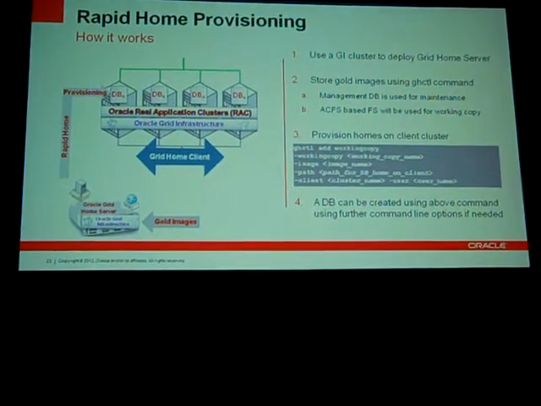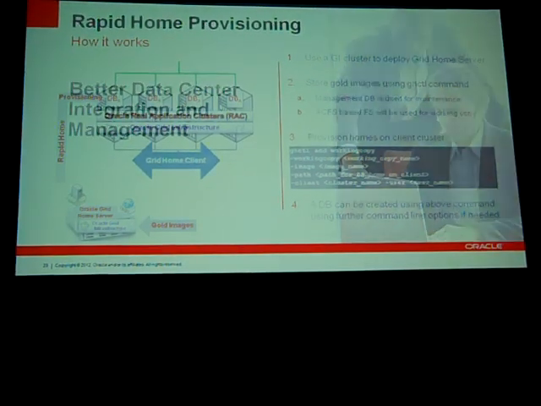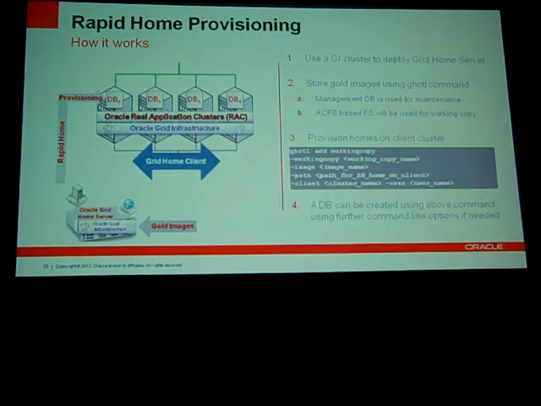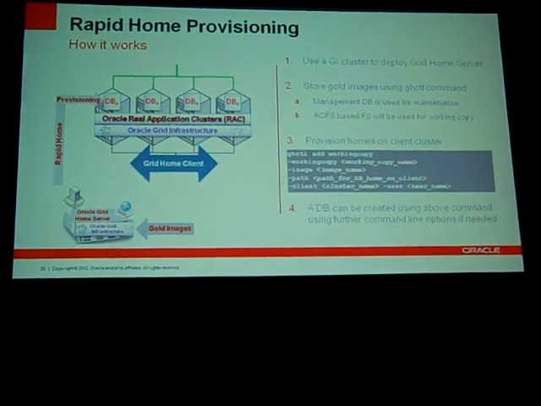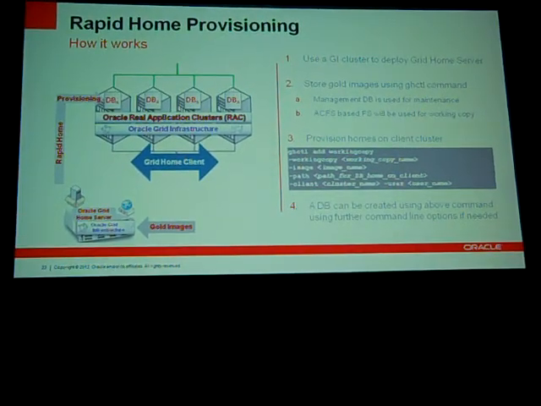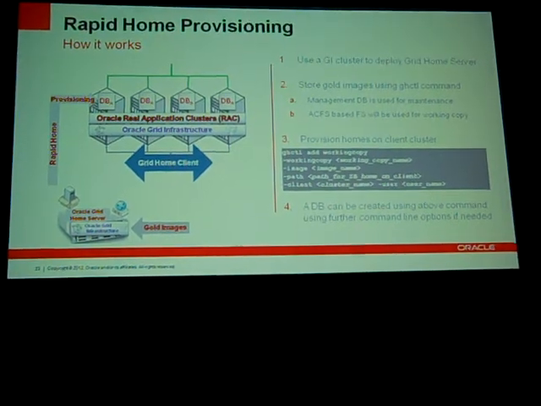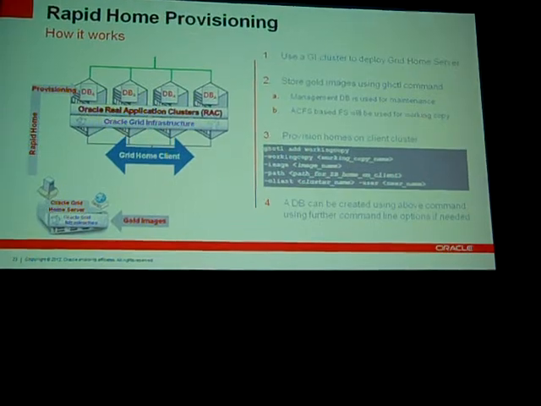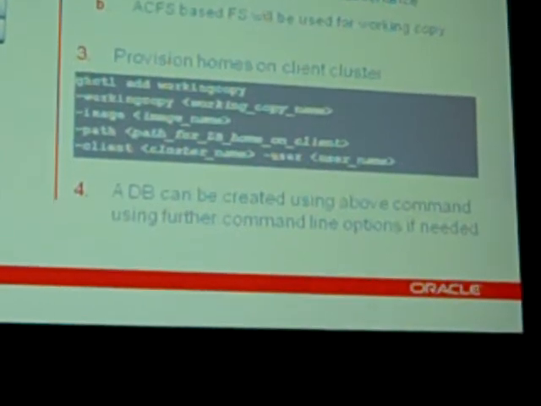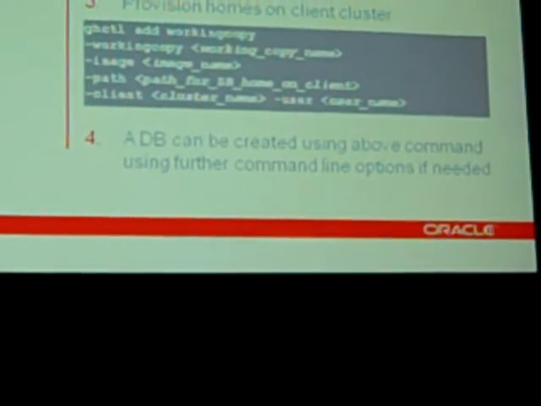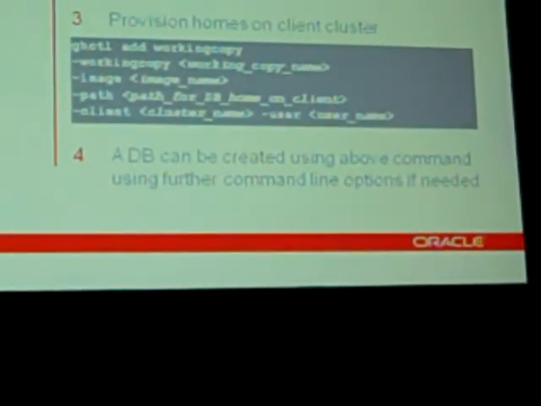But the real magic, which is why I say it's more than just an NFS approach, pardon me, is this command that I have outlined here in this gray box, ghctl add workingcopy. This command can be run on the server for a client. And if you look through the options, it basically says the client should be using a certain version of the database home, copied in a certain working copy. This is a working copy. And you can tell the client under which path this home is being mounted on the client, which is the path option. And that way you can, from the server, push a new database home to the client.